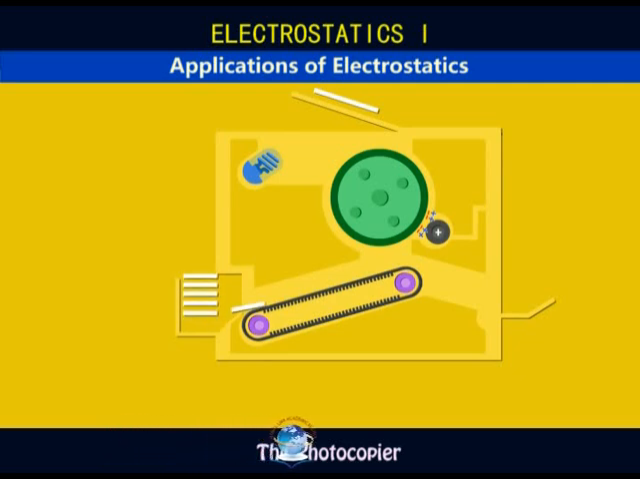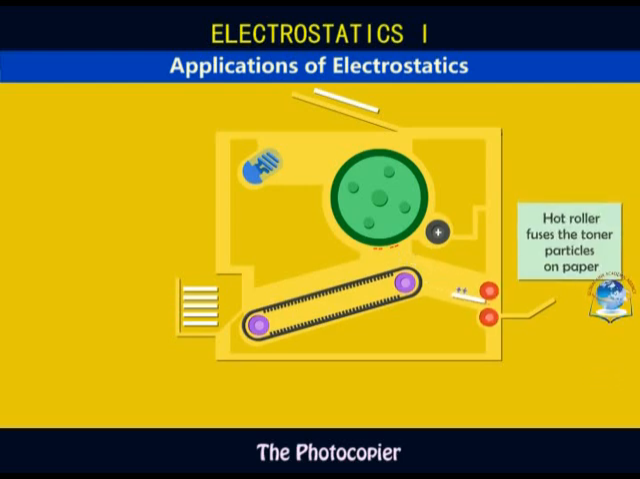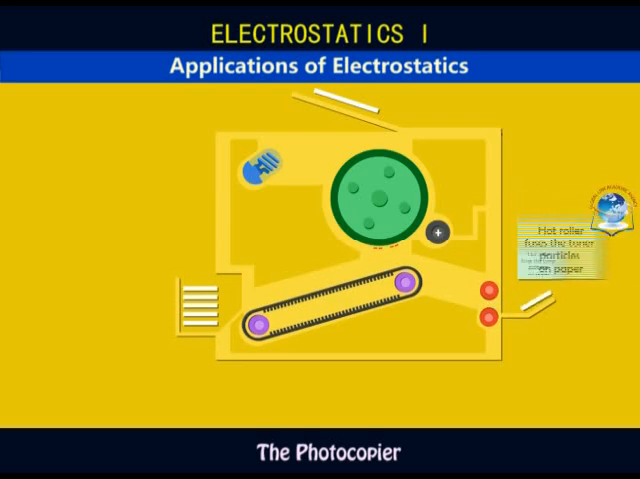Then a blank sheet of paper is fed from the tray. As it moves along, the paper is given a strong electrical charge. Thus, the toner image is transferred from the surface of the drum onto the paper. The paper then passes between two hot rollers. The heat and pressure from the rollers permanently fuse the toner particles onto the paper.